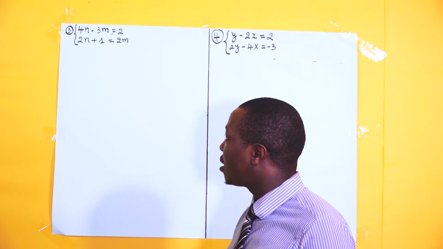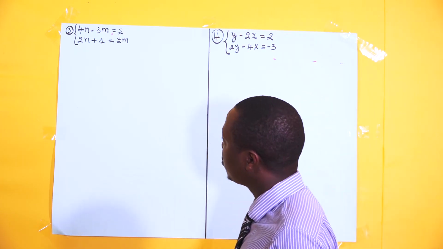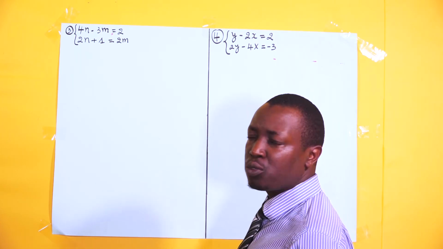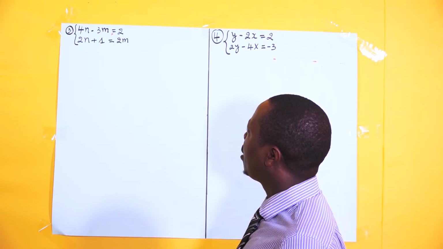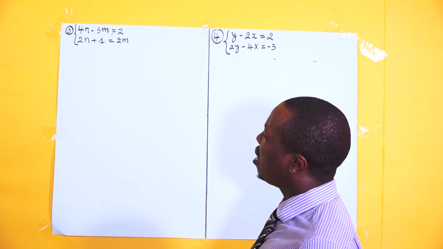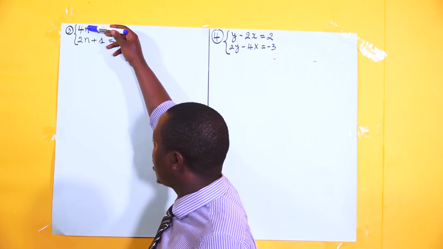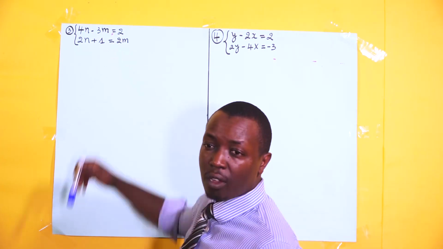Next question, question number 3. It says 4n minus 3m equals 2, and then 2n plus 1 equals 2m. Don't you see that n and m are not lined up? This is n, but here there is m. So we first have to arrange.